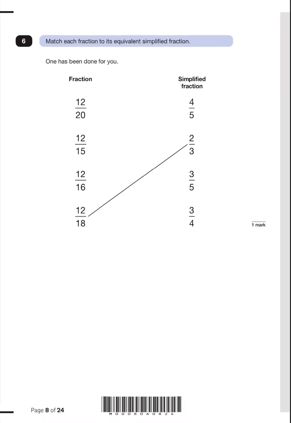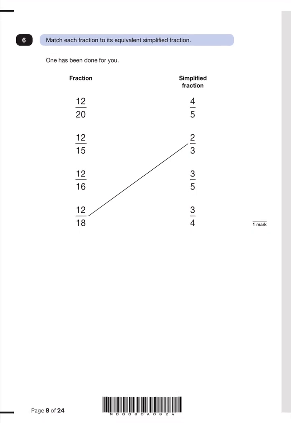Number 6. Match each fraction to its equivalent simplified fraction. One has been done for you. So the first one, 12 over 20. I like halving. 6 over 10, halve it again, 3/5.